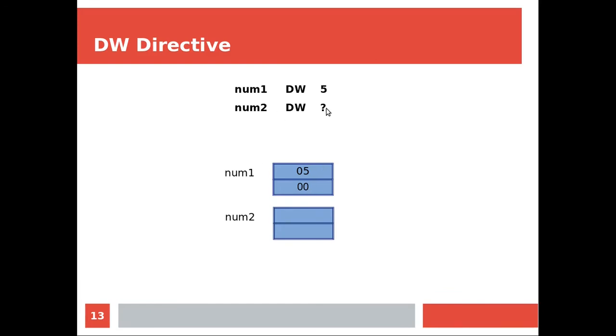Then num2 dw question mark. Here we are creating a variable num2 with no initial value. That is why we put a question mark here. So num2 will have 2 bytes of storage and there is no initial value.